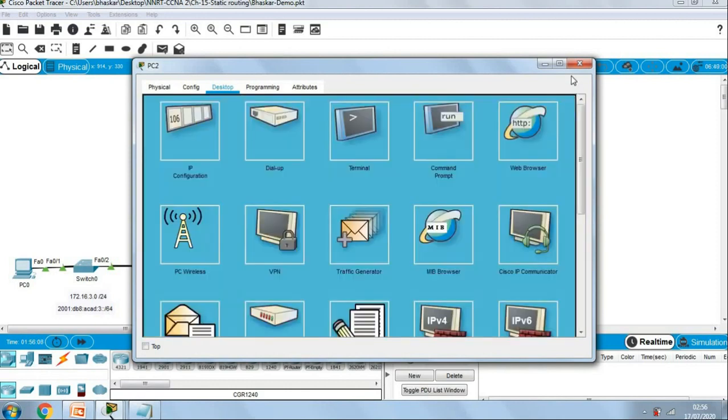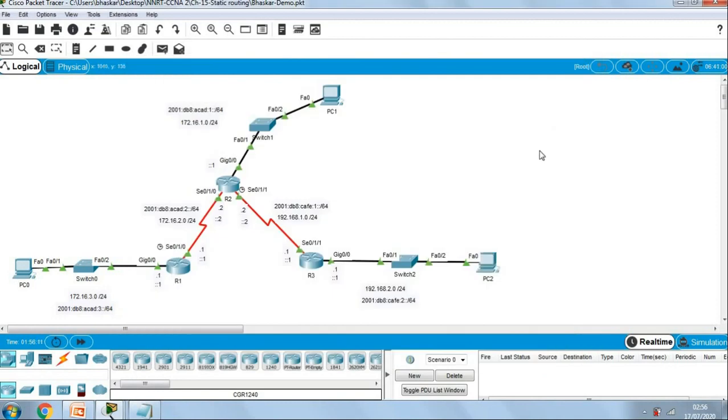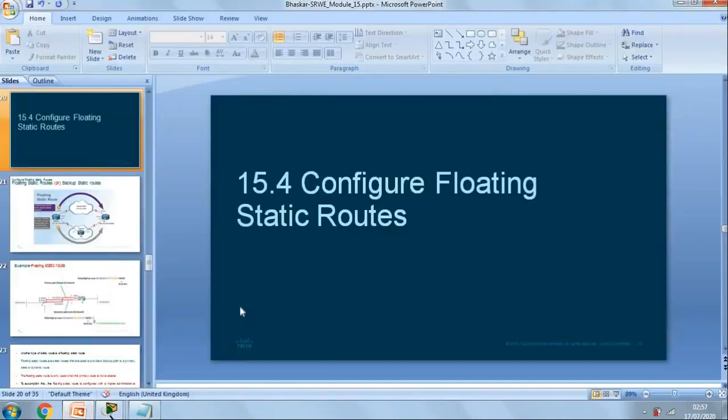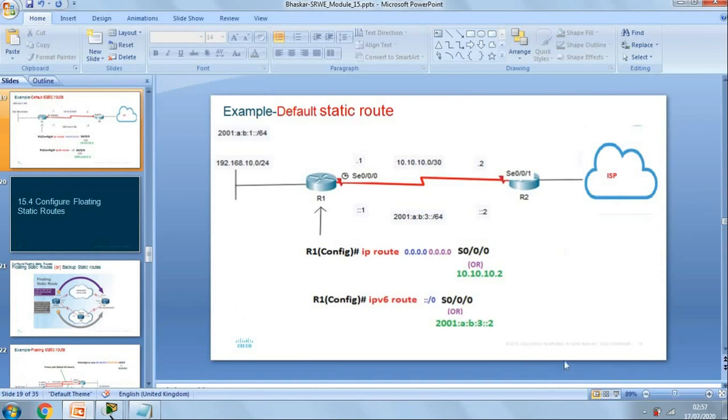So this is how you have to configure the IPv4 and IPv6 recursive, or you can say next hop static routes, as well as directly connected static routes, as well as default static routes. Based upon the question you have to configure. But here I configured default static route just for understanding. In the exam, if the question says default, you can write just default. So that's all about this activity. This is what we discussed, the default static route like this one.